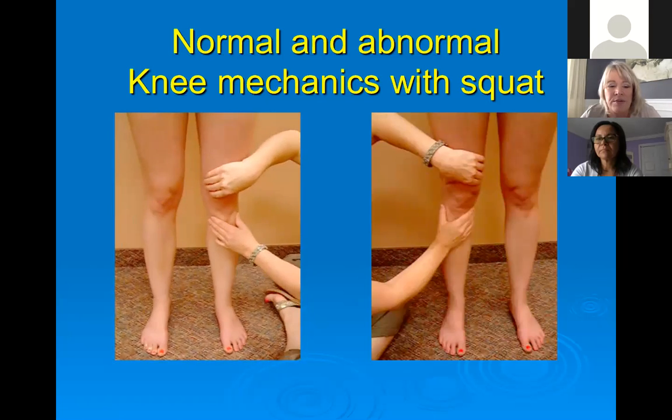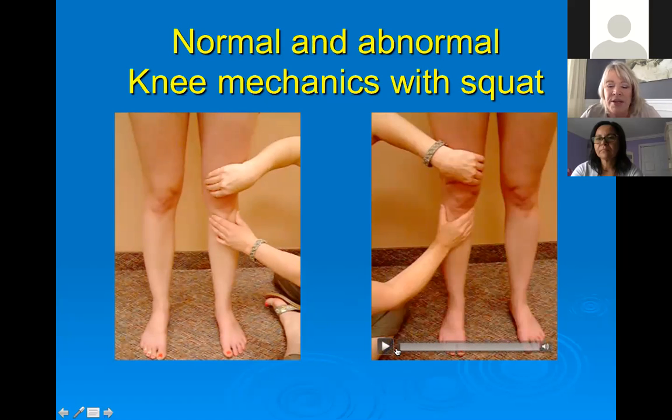with the squat. All right, so now let's take a look at what's happening on the other side and take a look at, as she's going through a squat, what happens with my right hand. So here we go.